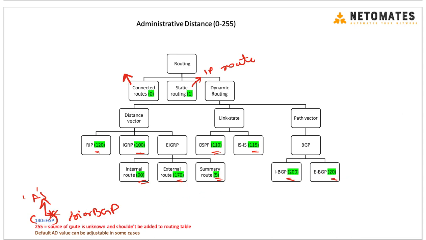Next, what if a route is added with 255 as the AD? The special purpose of 255 is that when a router receives a route with this AD value, it will not add it into the routing table, because 255 means the source route is unknown. Suppose you want to black hole some traffic, or you don't want to forward packets for this particular network, you can put 255 so that it will just ignore it. It won't add that route into the routing table and it won't know anything.